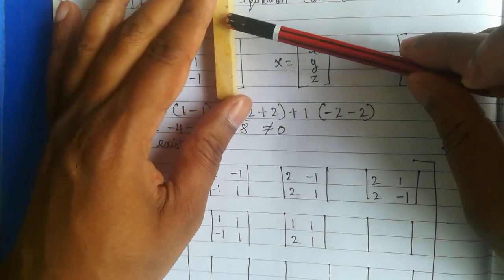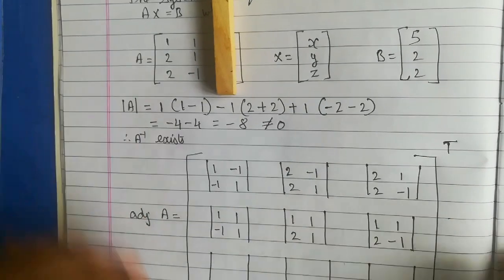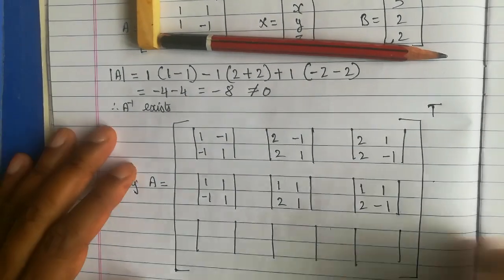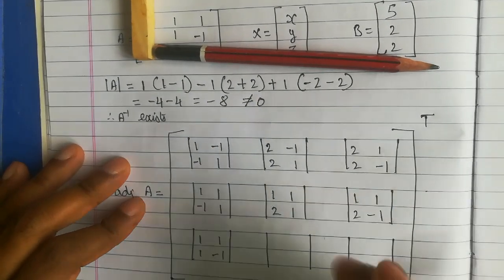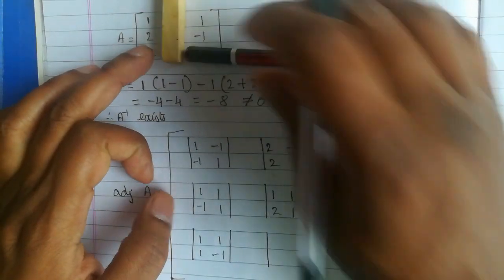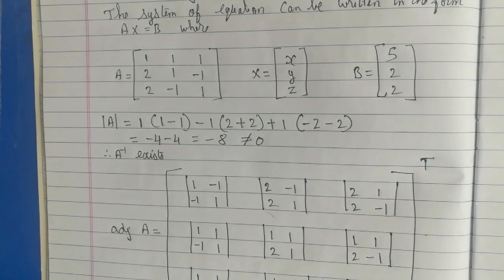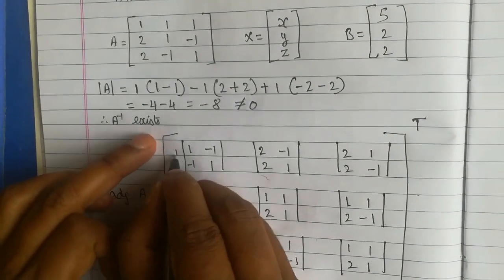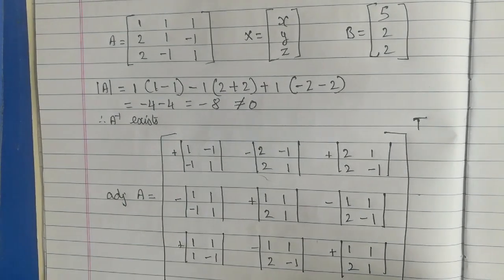Next, minus 1, leave out that 1, 1, 2, minus 1. Now for this term. Next. And the last one. Now we have written this. After writing this, we have to put alternately plus minus plus minus signs. Now we want to expand this.